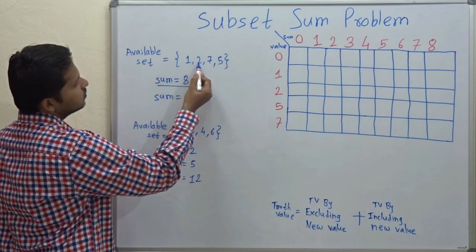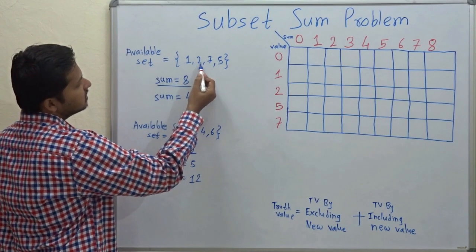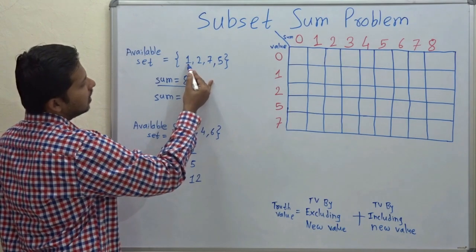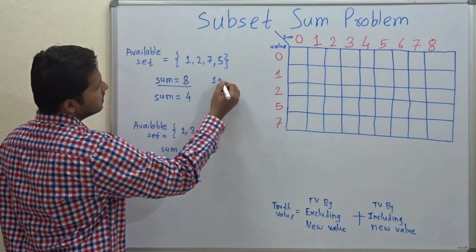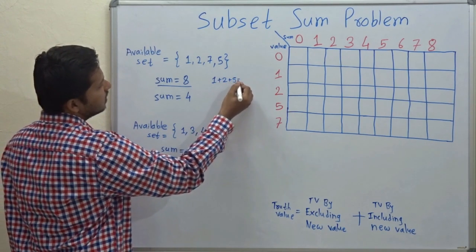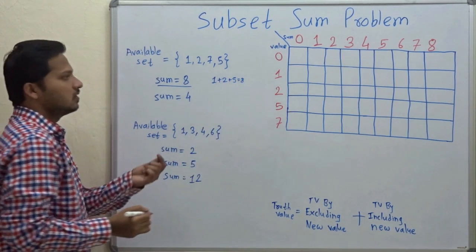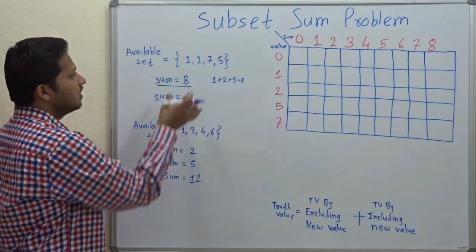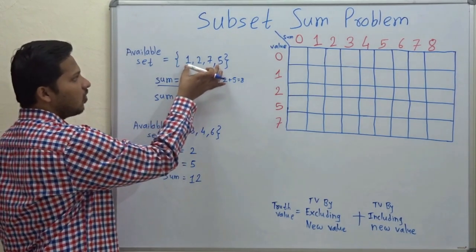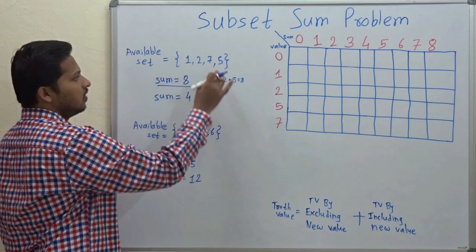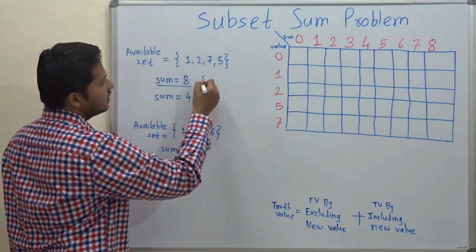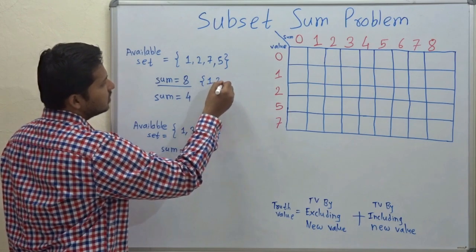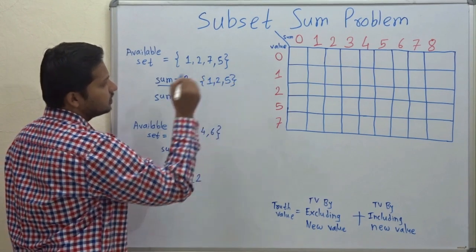So 1 plus 2 is 3 plus 7 is 10. No. Yes, 1 plus 2 plus 5. 1 plus 2 plus 5 is 8. So we can say that yes, a subset of this set forms the sum 8. And what is that subset? That subset is 1, 2 and 5.